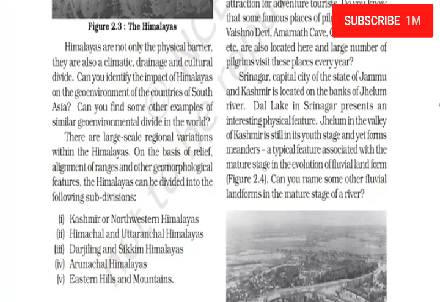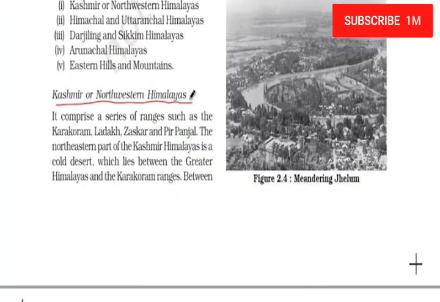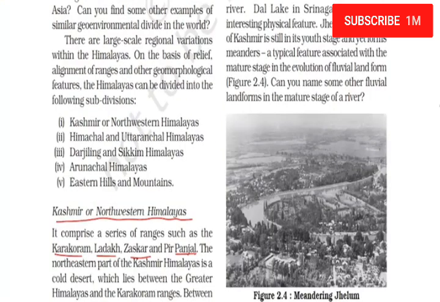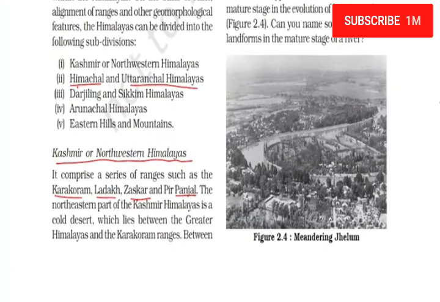So, it is given different names. Kashmir or northwestern Himalayas. That is, if we actually take Karakoram mountain range, Ladakh, Zaskar, Pir Panjal, Greater Himalayas, these are part of Kashmir or northwestern Himalayas. Then you get Himachal or Uttaranchal. So before that, first let's see in detail what exactly we have to read with respect to Kashmir or northwestern Himalayas. I told you there it's only basic division, here you have to go in detail.